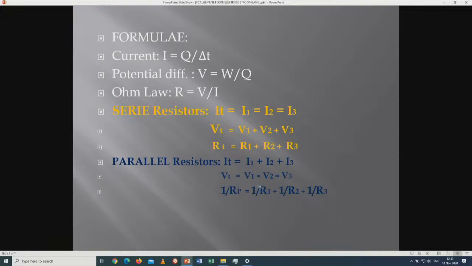And now to calculate the parallel resistance, the net resistance caused by the 3 resistors in parallel, this definition you must know: the inverse of the parallel resistance is equal to 1 over R1 plus 1 over R2 plus 1 over R3. And remember, the answer you get is 1 over RP, so you must take the inverse at the end to get R parallel.